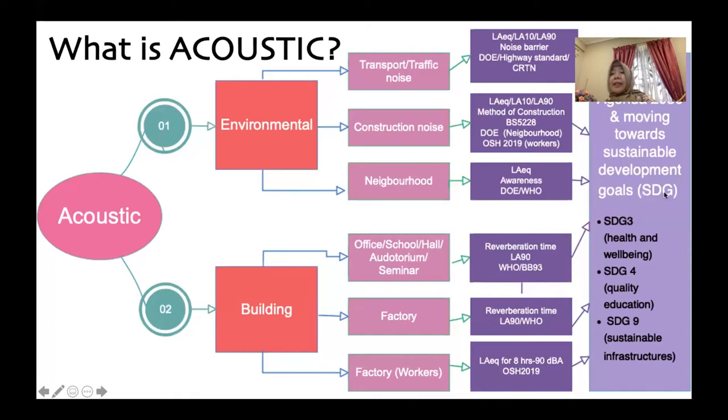Have you heard of the SDG, Sustainable Development Goals? I think most of you know about that. Now we are moving towards sustainable development. So by doing all of this, the treatment of the environmental noise and also treatment in the building, we will deal with SDG 3. We are concerned about health and well-being, we are concerned about quality education, and we are also concerned about sustainable infrastructure, SDG 9.